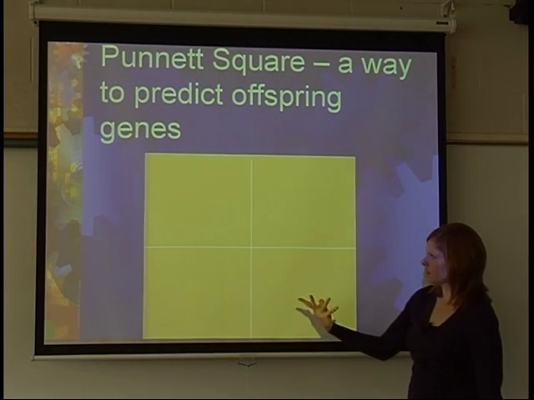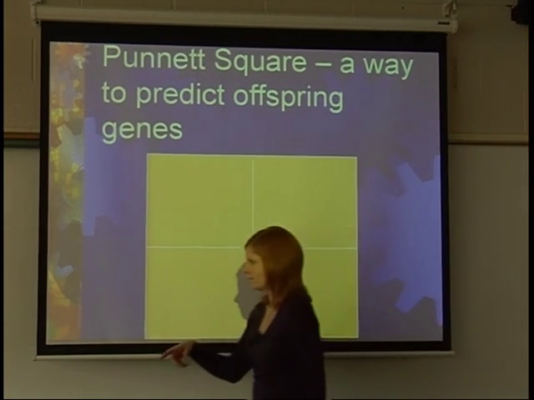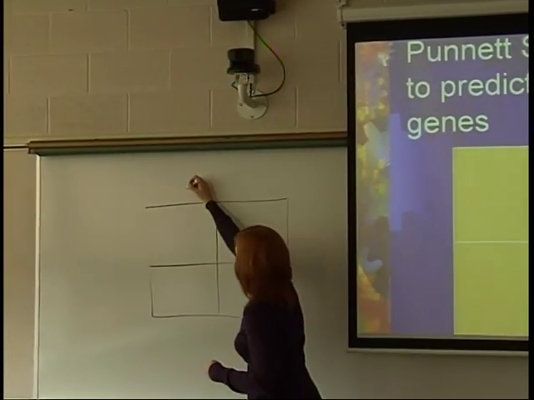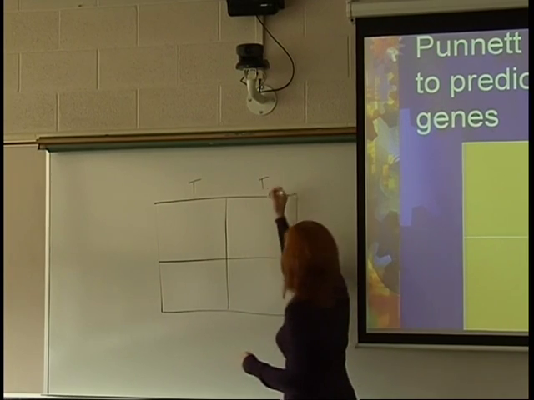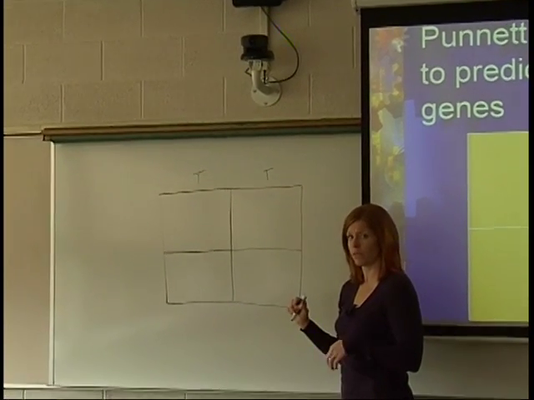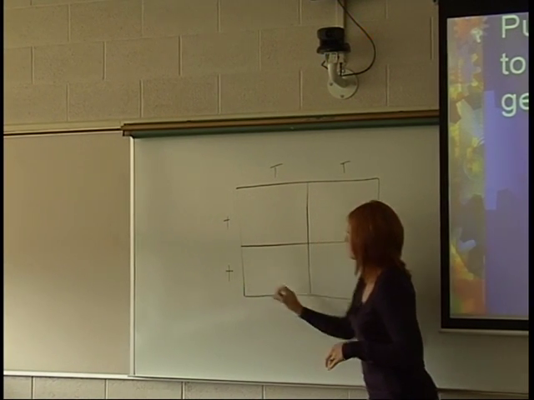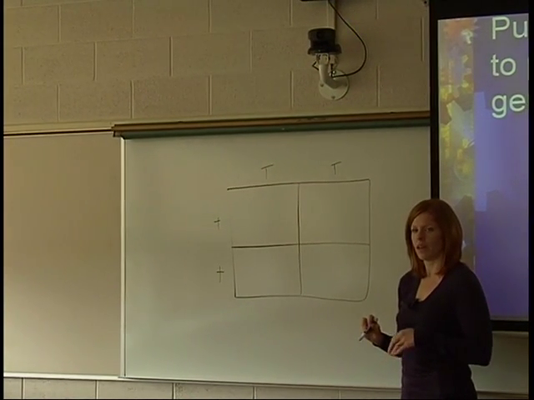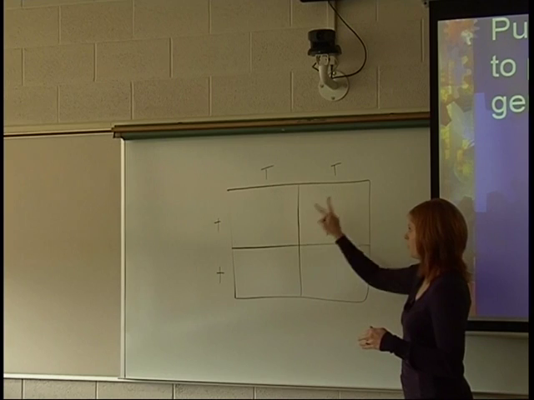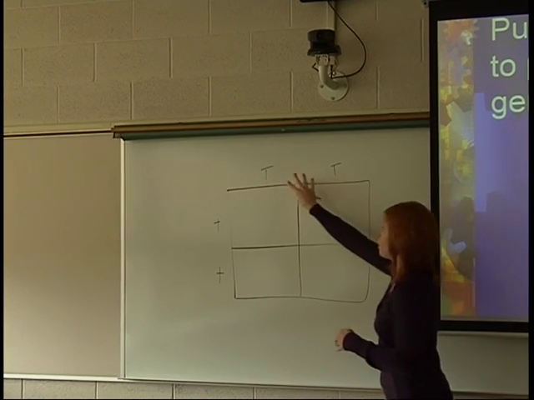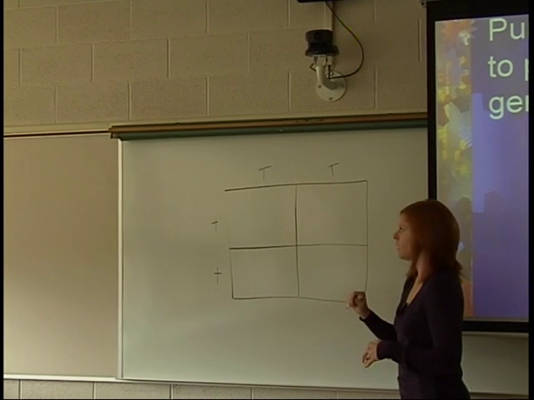So we can see what he did by using a Punnett square. With the Punnett square, what Mendel did is he took capital T, which represents a pure tall plant, and small t, which represents a pure short plant. We need to use two letters to represent them because one letter would have come from the mother, one letter would have come from the father for each plant.